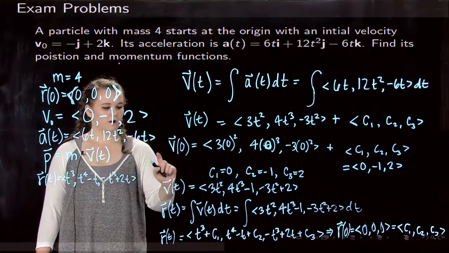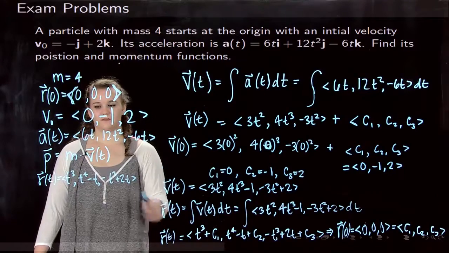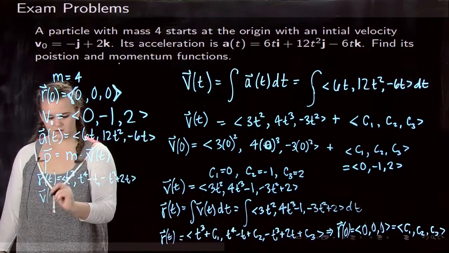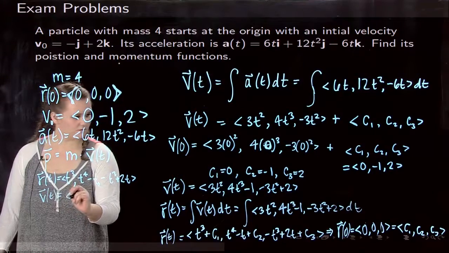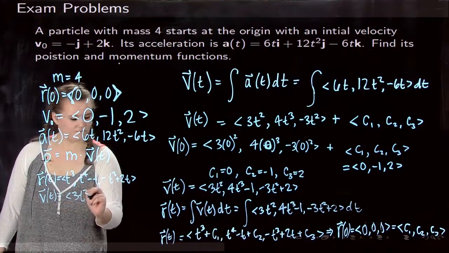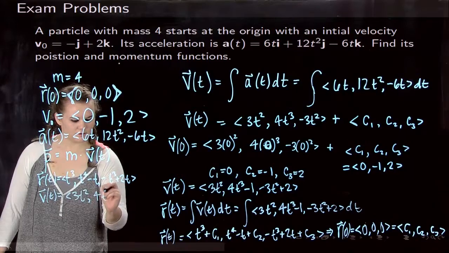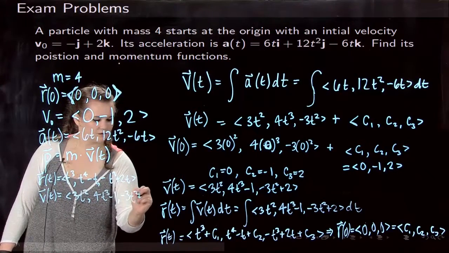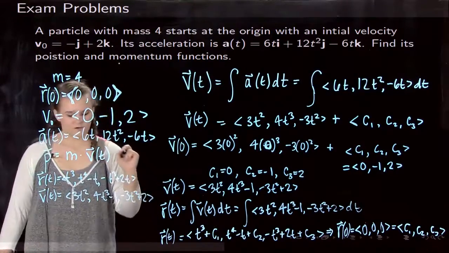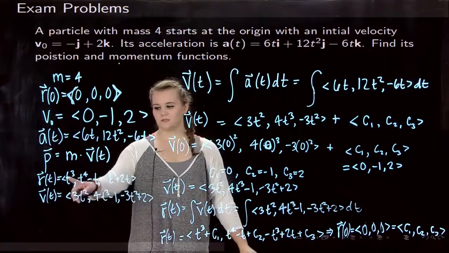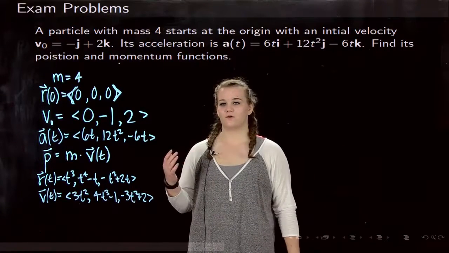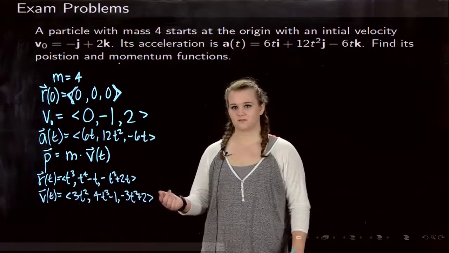And then I'm also going to write our velocity equation. We're going to erase all this and then calculate our momentum and position functions. So we still have our velocity equal to 3t squared, 4t cubed minus 1, and negative 3t squared plus 2. So I'm going to erase all of this, and then we're going to use these two to calculate our position and momentum. So now that we've erased the board, let's find our position and momentum functions.